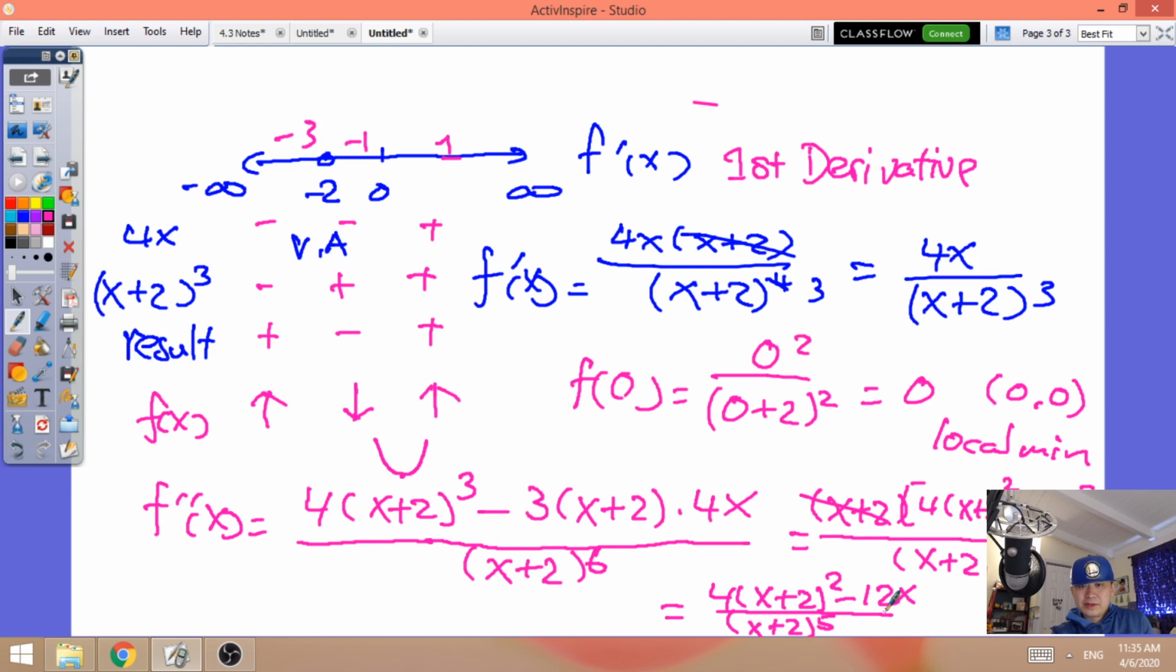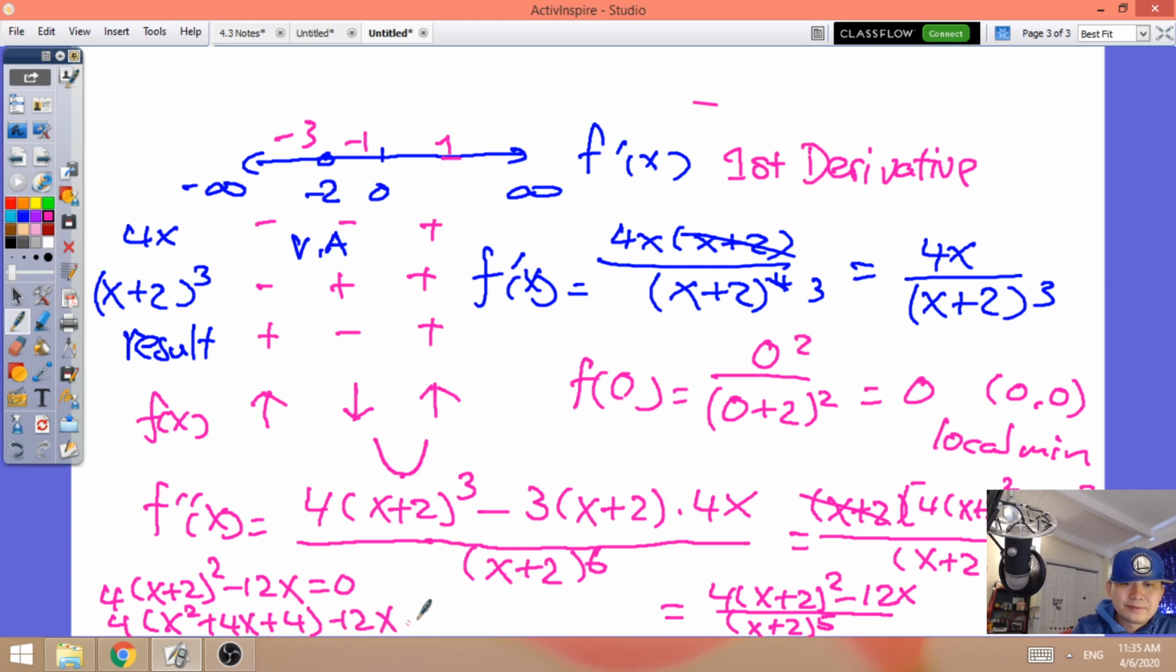Okay, so now we need to find out the point of inflection. So again, the denominator cannot be 0 because that's a VA. So the only thing we can set equal to 0 is just the numerator, which is 4 times x plus 2 quantity squared minus 12x. And then we try to expand it, so this one is just like 4 times the quantity of x squared plus 4x plus 4 minus 12x. So we got 4x squared, 16x minus 12x, then that'll be positive 4x. And then 4 times 4, 16 plus 16. So that equals 0.